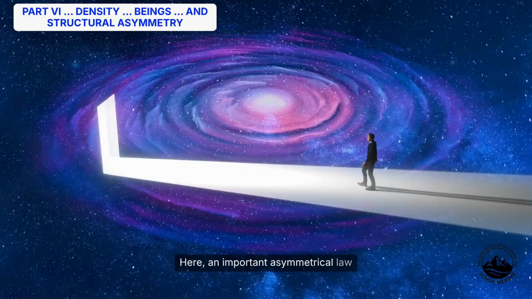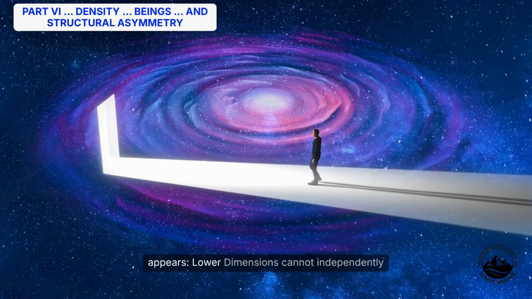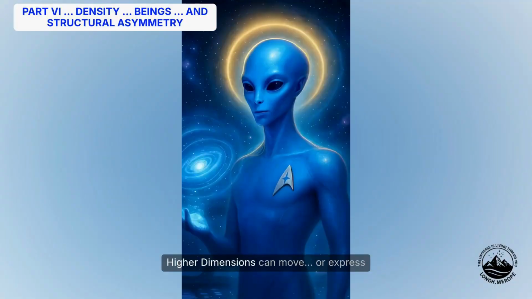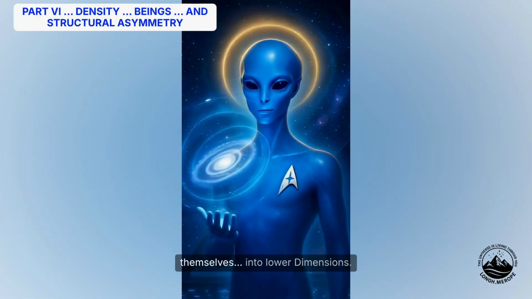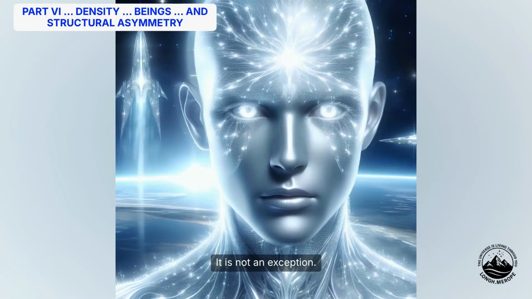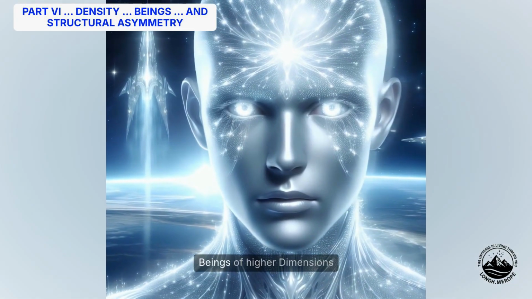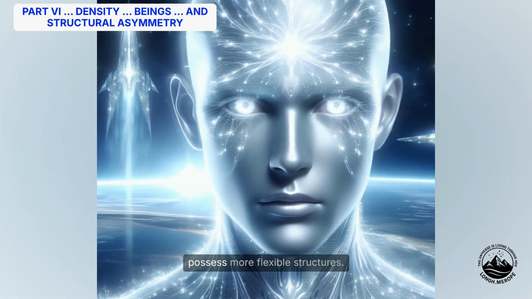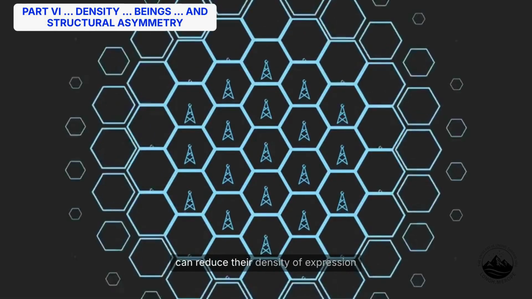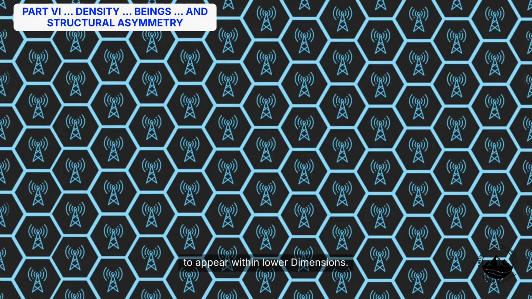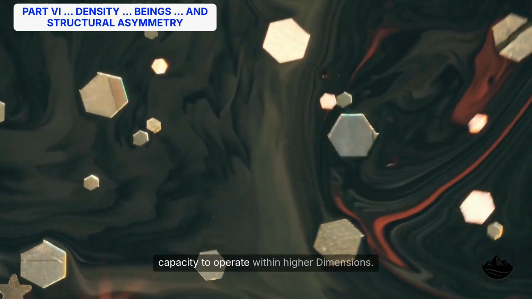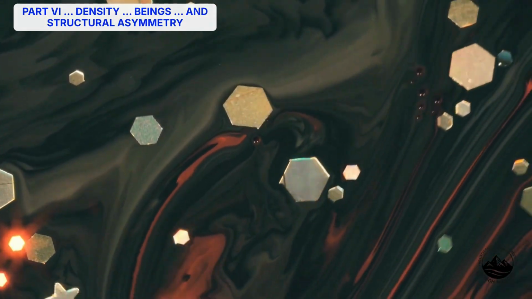Here, an important asymmetrical law appears. Lower dimensions cannot independently move into higher dimensions. Higher dimensions can move, or express themselves, into lower dimensions. This is not mythology. It is not an exception. It is a structural law. Beings of higher dimensions possess more flexible structures. They are less bound by matter, and can reduce their density of expression to appear within lower dimensions. Beings of lower dimensions lack the structural capacity to operate within higher dimensions.